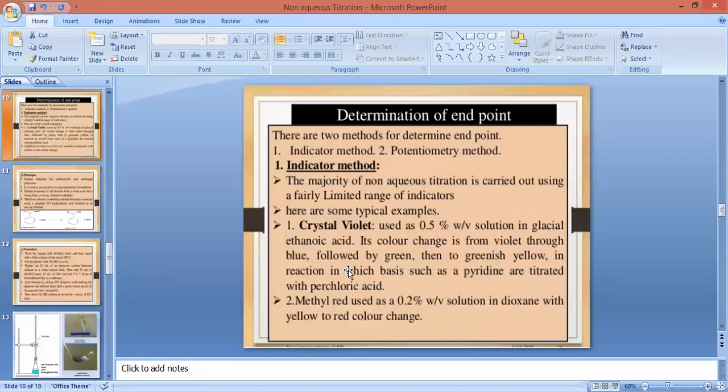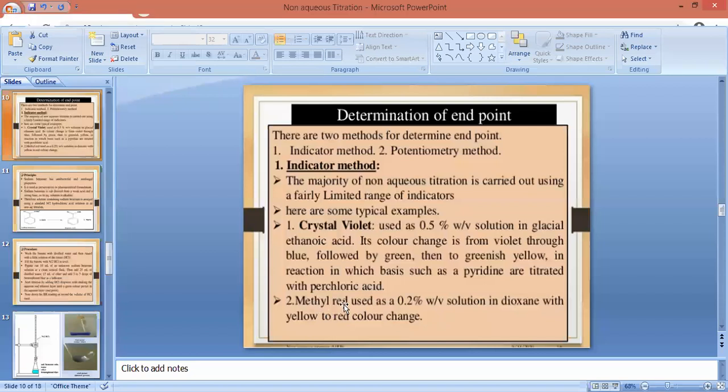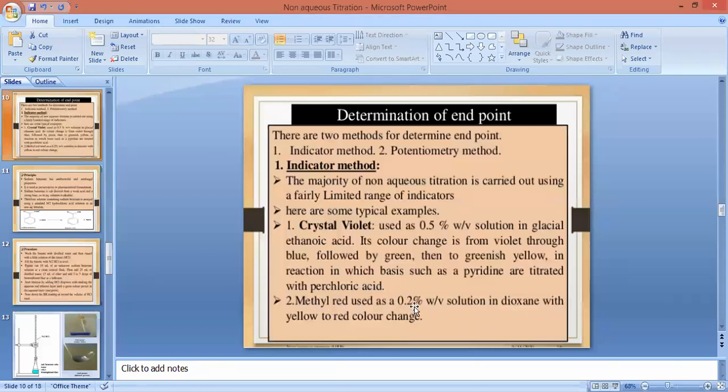The next indicator used in non-aqueous titration is methyl red. It is used in a concentration of 0.2% weight by volume, and the solvent used is dioxane, and the color change is from yellow to red. This is the endpoint of the titration. That is, formation of red color indicates the endpoint, meaning all of the titrate has been consumed by the titrant.